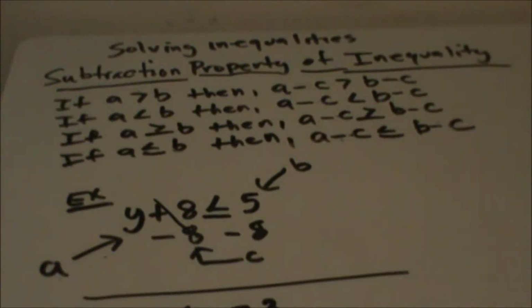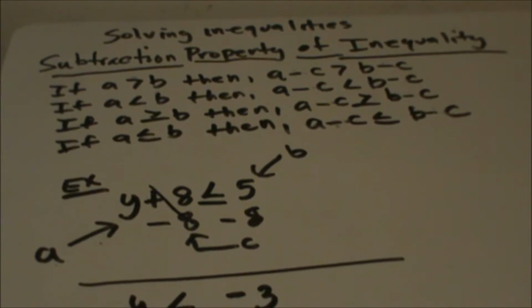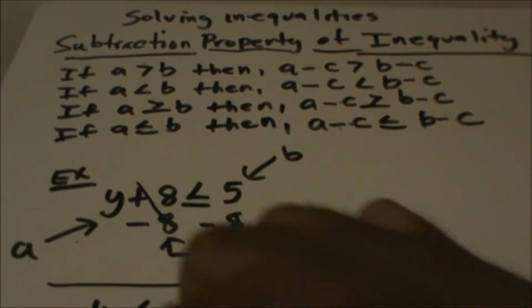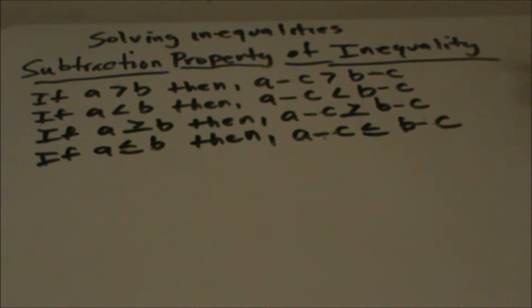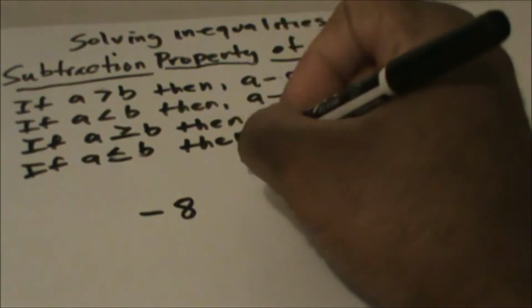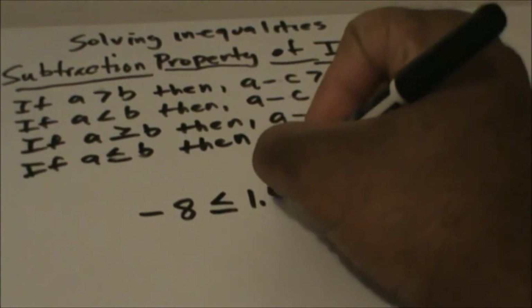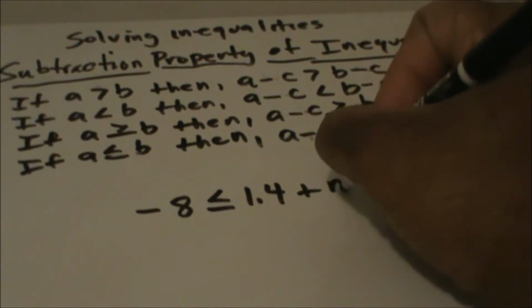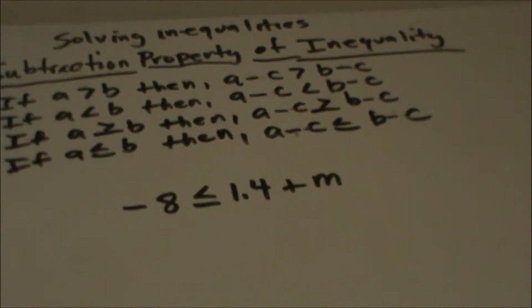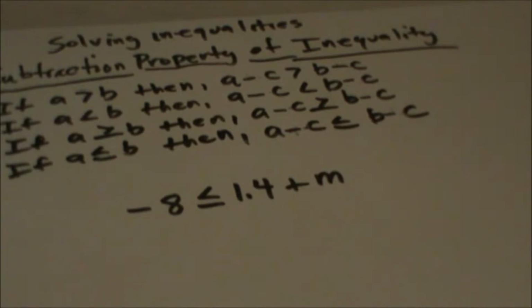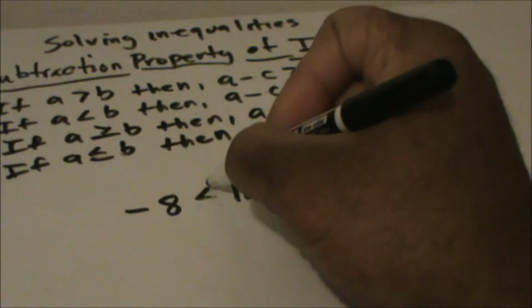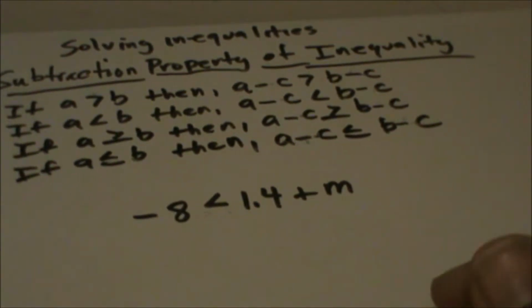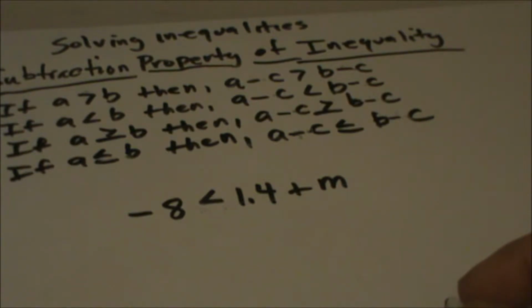Let's try another one. I'm going to erase this. All right, let's try this one. Negative 8 less than 1.4 plus m. It has a decimal, but it works the same way when you solve it. So you have negative 8 less than or equal to, oh, not less than or equal to, it's less than. I'm sorry. Yes, this is the correct one. Negative 8 less than 1.4 plus m.